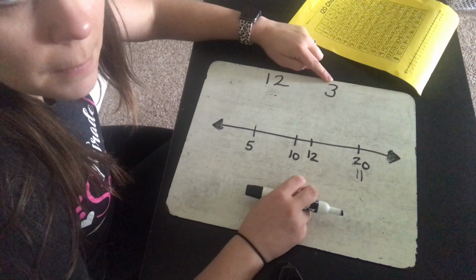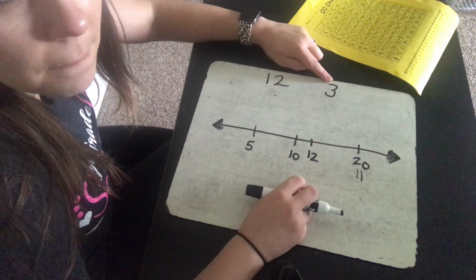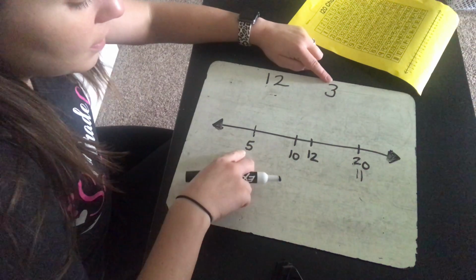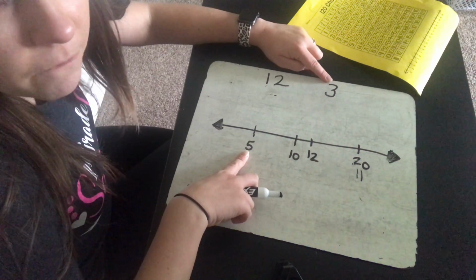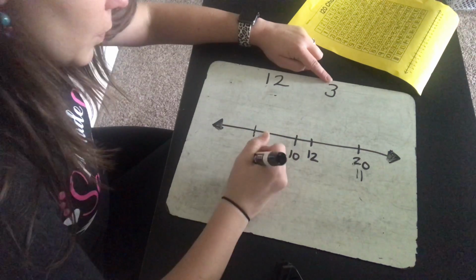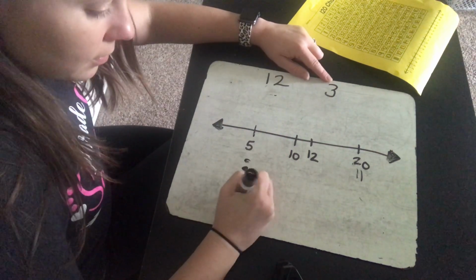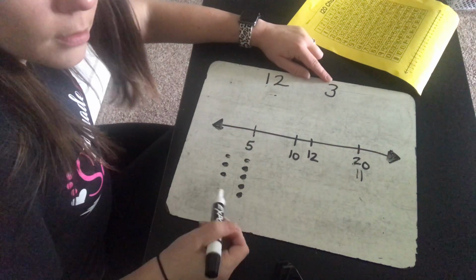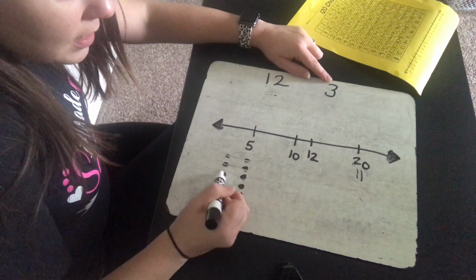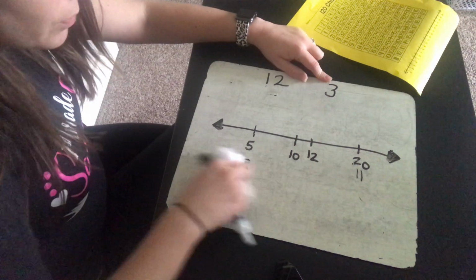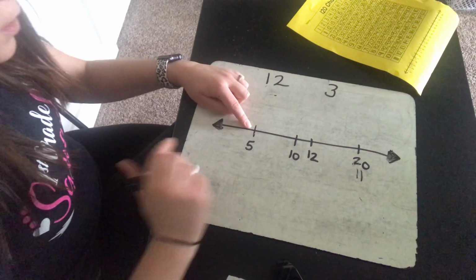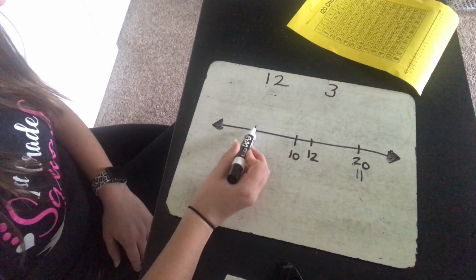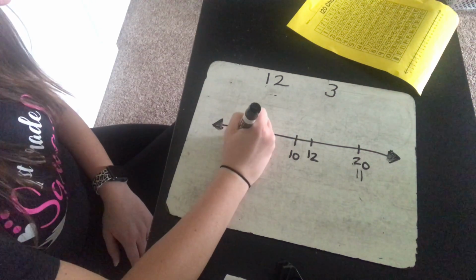Where would 3 go on the number line? 3 is a one-digit number, so I know it's going to be less than 10. Is 3 greater than or less than 5? Well, if I drew out 5, 1, 2, 3, 4, 5, and I draw out 3, I can see that 3 is less than 5. So it's going to be before 5 on the number line. If we're counting, we have 1, 2, 3, 4, 5. 3 goes right about here on the number line.